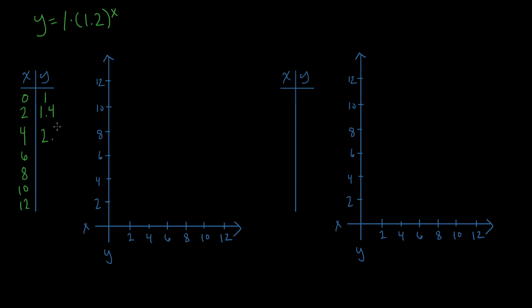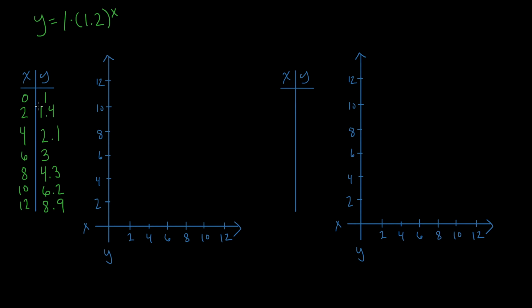And then rather than go through the calculator with each of these, I've calculated them already, and so I'm just going to write down the values. So that's going to be 2.1, and then when x is 6, y is going to be equal to 3. When x is 8, y is going to be equal to 4.3. When x is equal to 10, y is going to be equal to 6.2. And when x is equal to 12, y is going to be equal to 8.9. So now that I have these points, I can plot these points, these coordinate pairs on this graph here to figure out what the graph of this exponential function looks like.